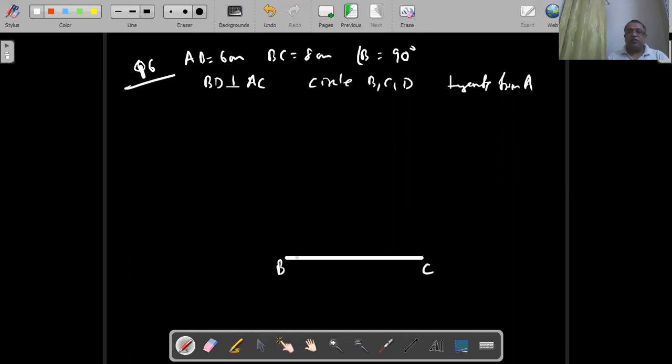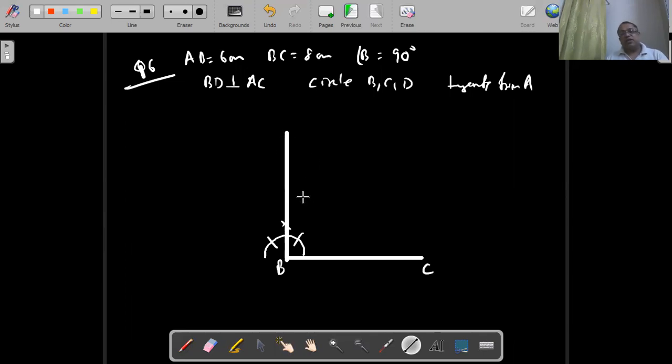BC is 8 centimeter, and angle B is given as 90 degrees. So to construct 90, I'm going to take any arc, cut 60, 120, and bisect 60 and 120. I'm going to get 90 degrees. So this is my 90 degrees.